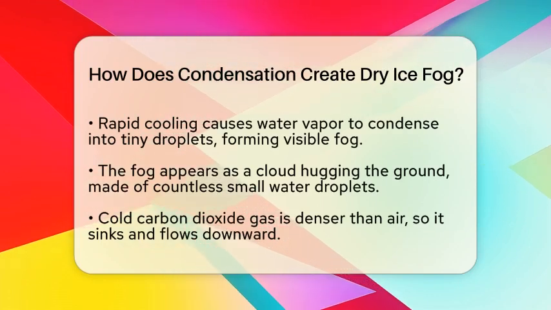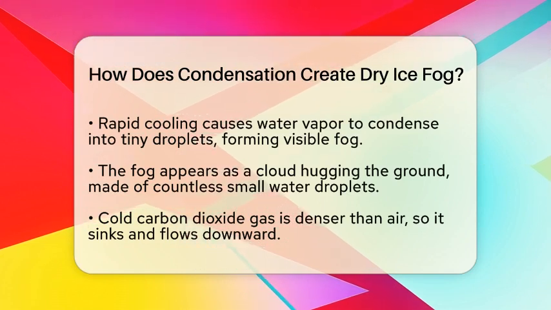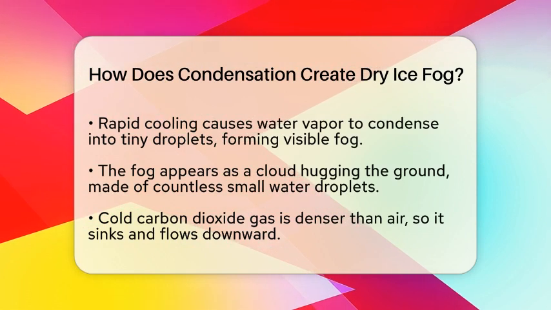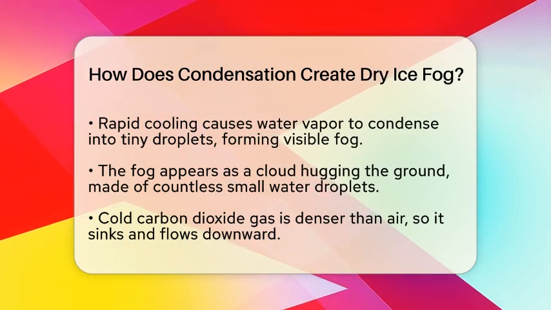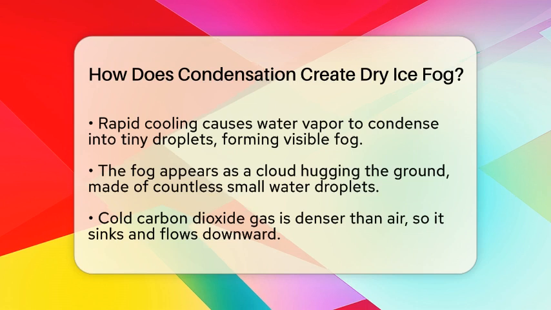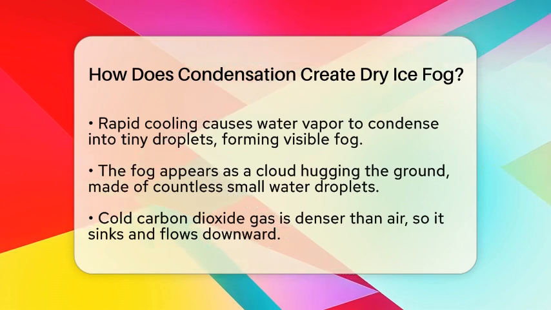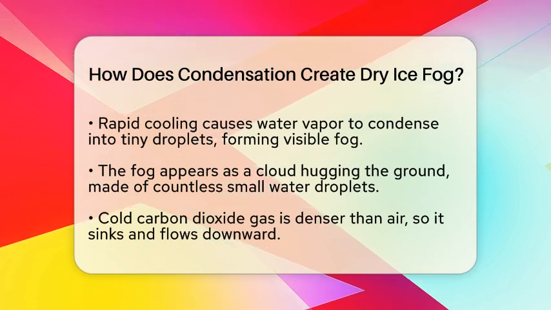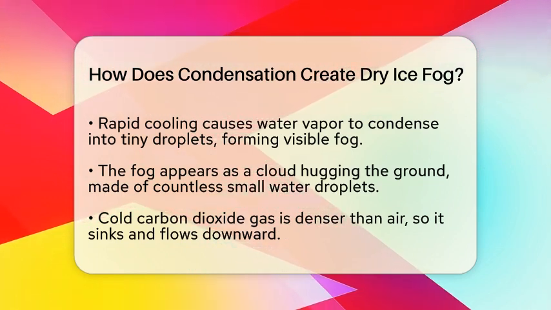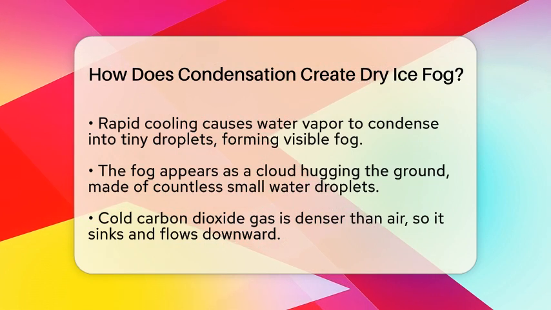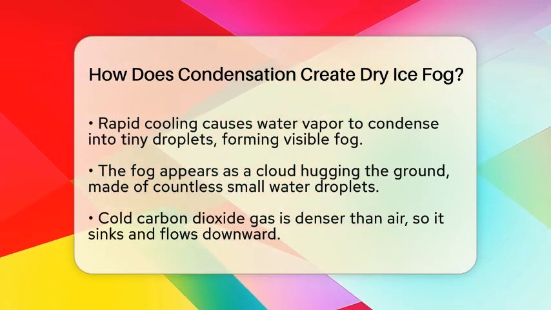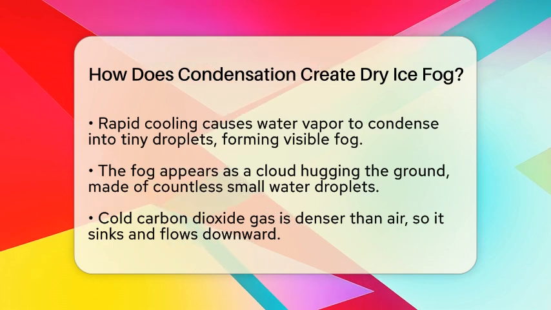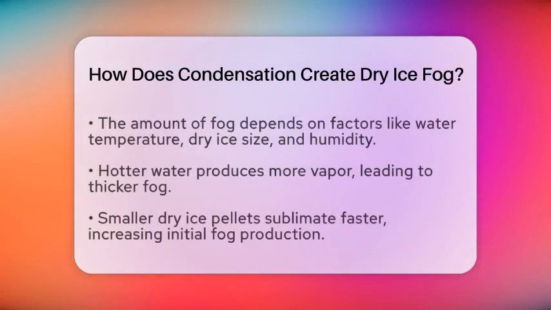As the dry ice sublimates, it produces a very cold carbon dioxide gas, which is much colder than the surrounding air. When this super cold gas mixes with the warmer, moist air above the water, it causes the water vapor in the air to cool down rapidly. This sudden cooling drops the temperature below the dew point, which is the temperature at which water vapor turns into tiny liquid droplets. These droplets are so small that they stay suspended in the air, forming a visible fog. It looks like a cloud hugging the ground, but it's really just countless tiny water droplets.